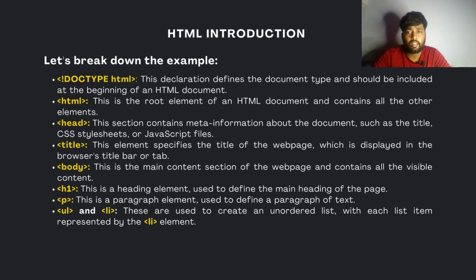Next tag is H1. This is a heading element used to define the main heading of the page. Next tag, P tag. This is a paragraph element, used to define a paragraph of text. Next tag is the unordered list tag or also list item tag. These are used to create an unordered list with each list item represented by the list item element.